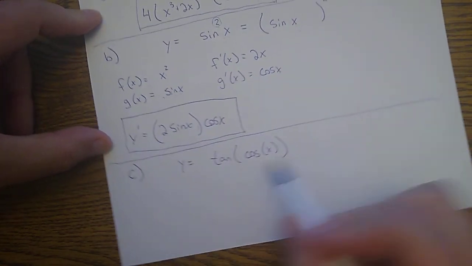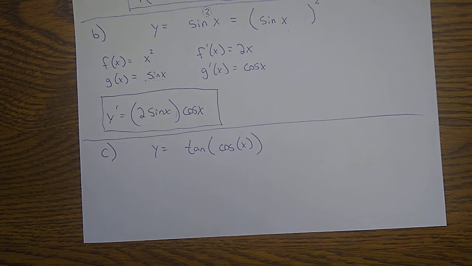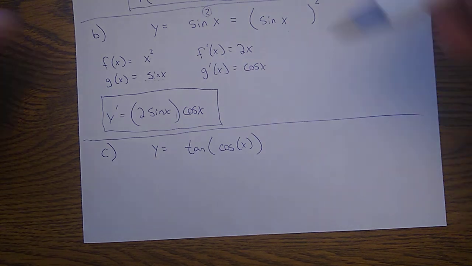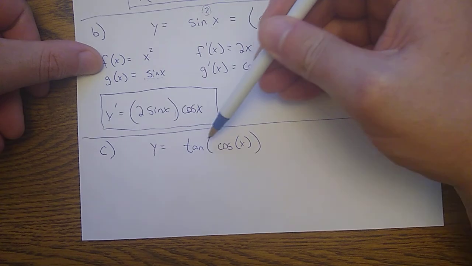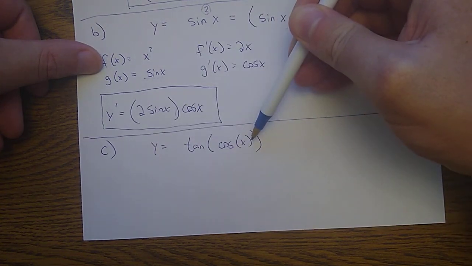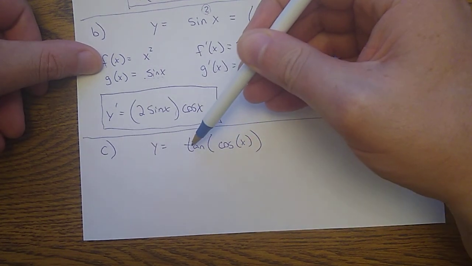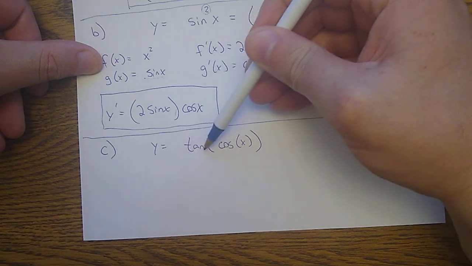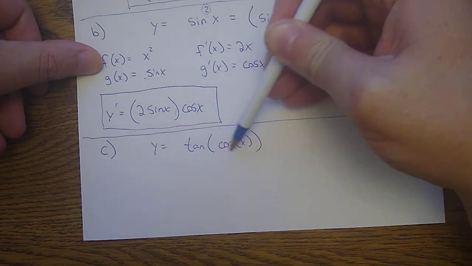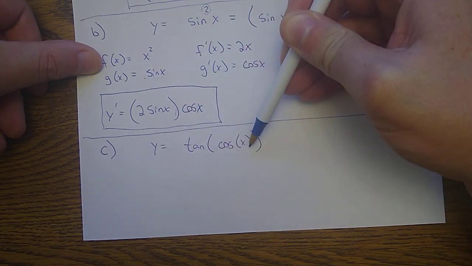Okay, let's do a third example, and for this one, let's not break it down all the way. Maybe I'll say some things out loud that I won't write down, because I want to work our way up. This function is not terribly complicated to see. I would say the outside function is tangent and the inside function is cosine.